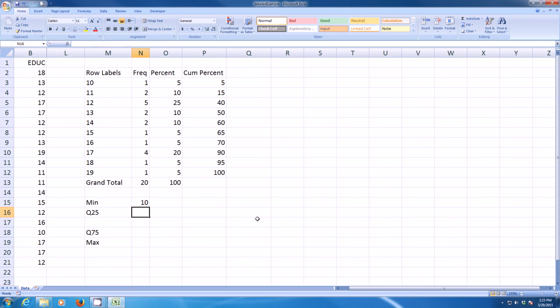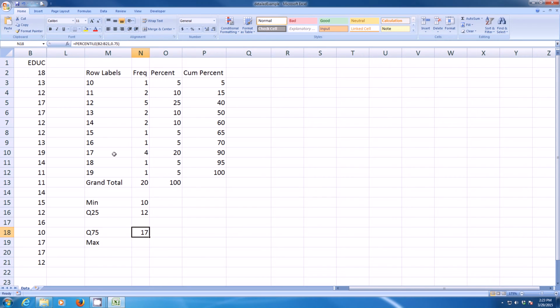Now in Excel, what we could do is type in percentile and then highlight an array of values. With a comma, tell it which percent we want. We want 0.25, and so it comes out to 12. We can do the same thing to get the 75th percentile, but we have to change the 0.25 to 0.75. And so that's going to be 17.